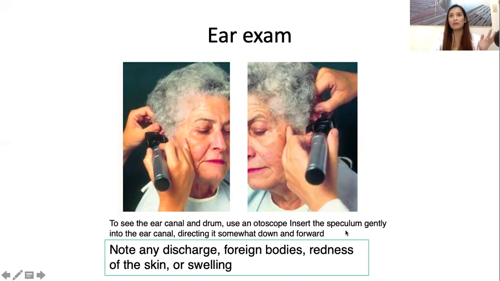So usually we wait for the swelling to subside, maybe prescribe the patient some antibiotic if it's necessary or some ear drops too, or clear the ear canal first before doing an examination of the tympanic membrane using your otoscope. So you direct it somewhat downward and forward. Note any discharge, foreign bodies, redness of the skin, or any swelling in the ear canal.